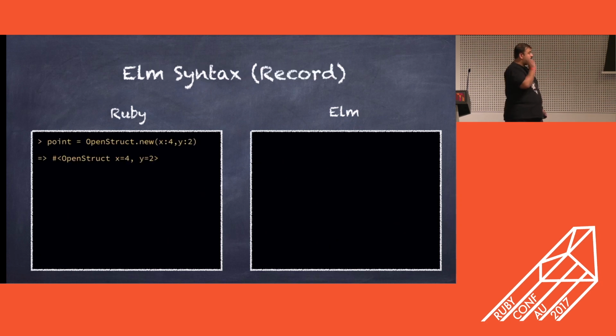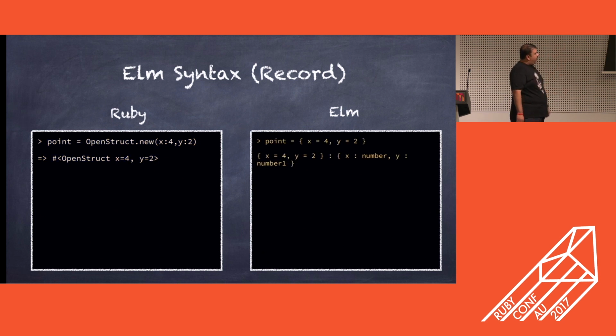Records. The closest thing to Elm records we could find in Ruby was OpenStruct. Basically, you define an OpenStruct point with X and Y values, and you get an OpenStruct back. In Elm, you can do the same thing with curly braces, and you get X and Y, but you also get a type back with X and Y.